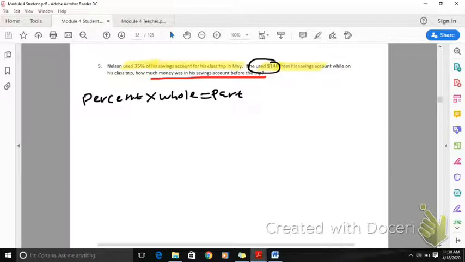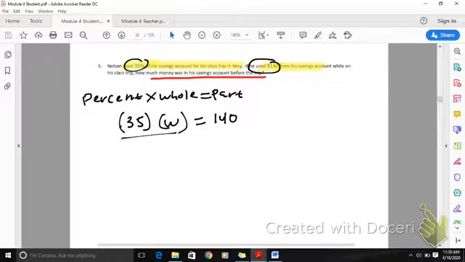So 140 is not the whole. That's only 35%. We're trying to figure out the whole. How much was in his account before the trip? So we don't know the whole. We do know the part, which is he used 140, and the percent is 35. Remember, you have to change it to 0.35. Right here, to figure out the whole, just like in the other problem, we divide both sides by 0.35. If you're good at identifying which one's percent, whole, and part, the equation isn't too bad.